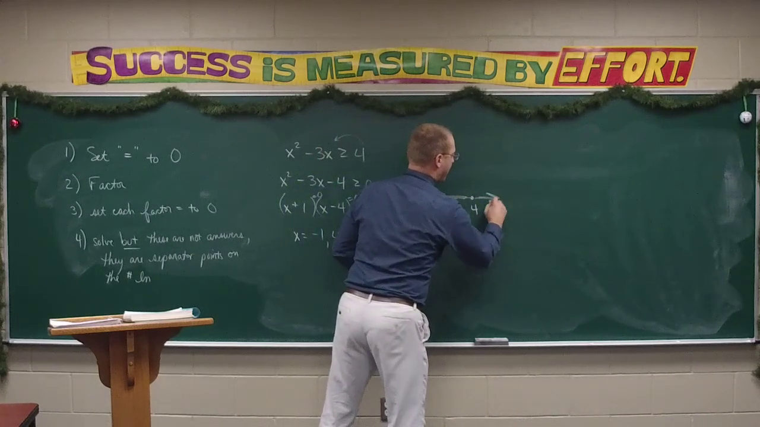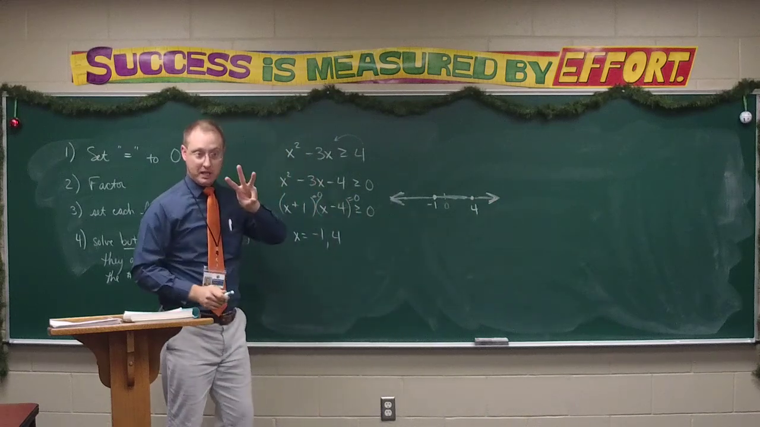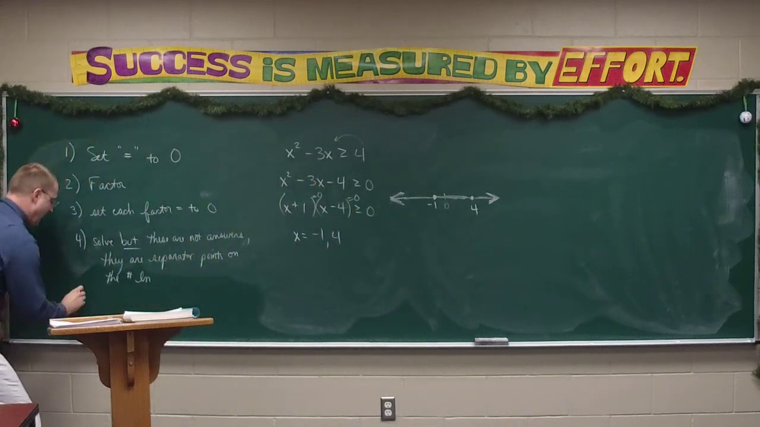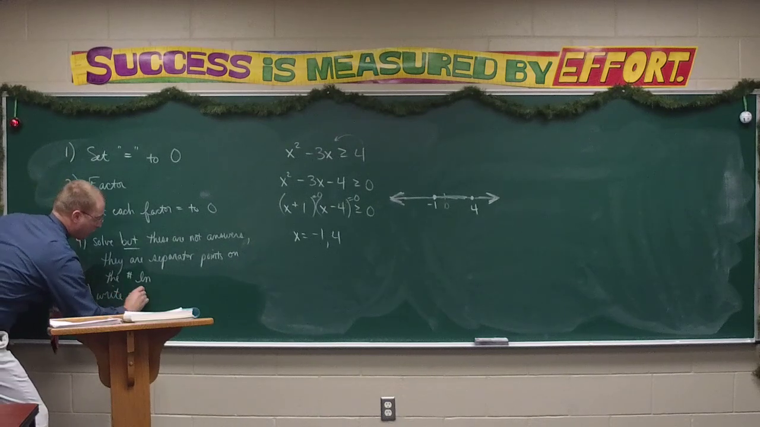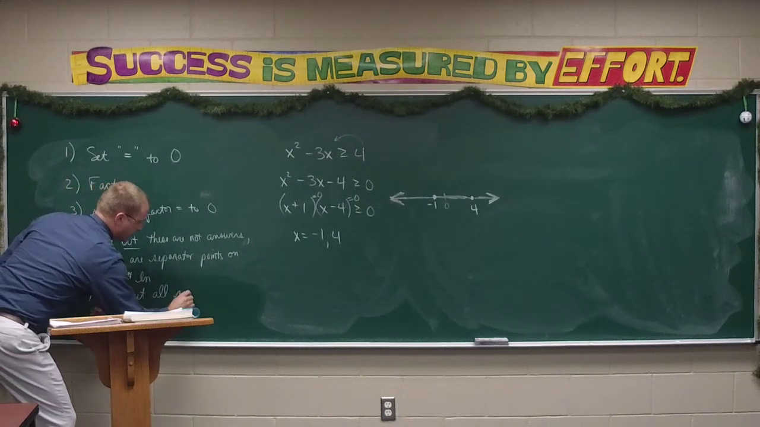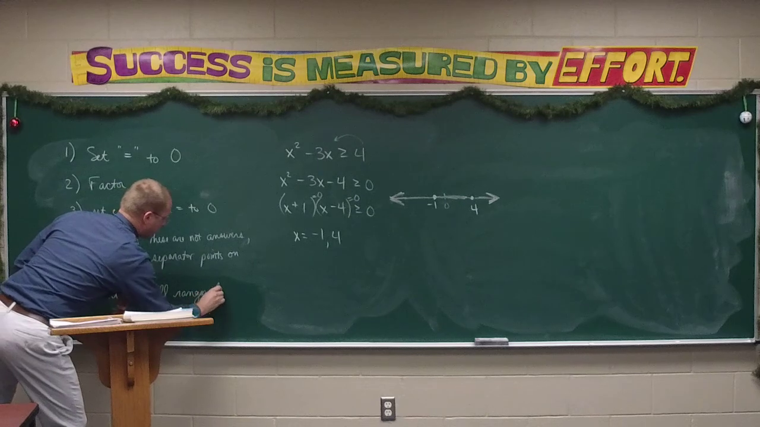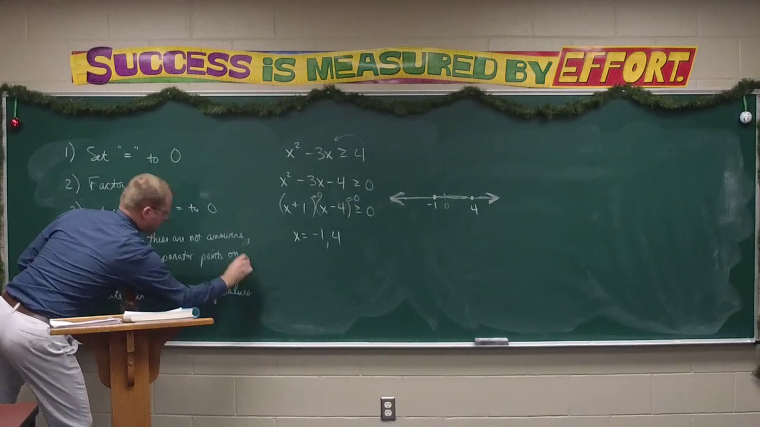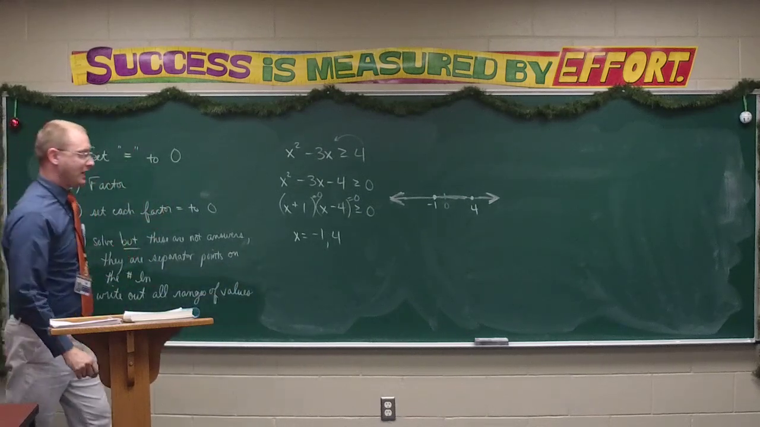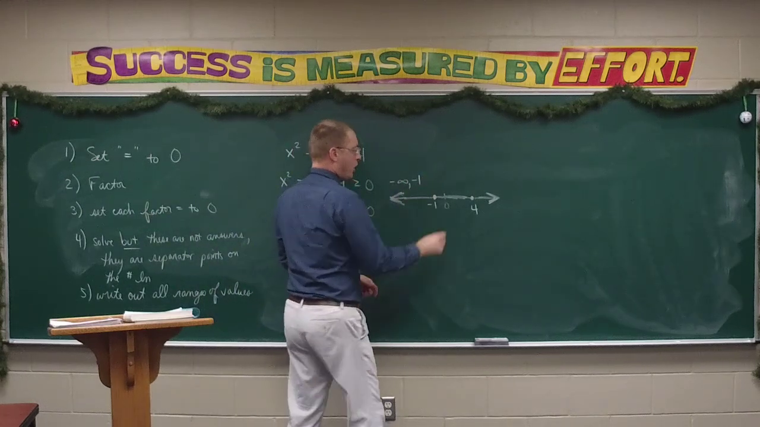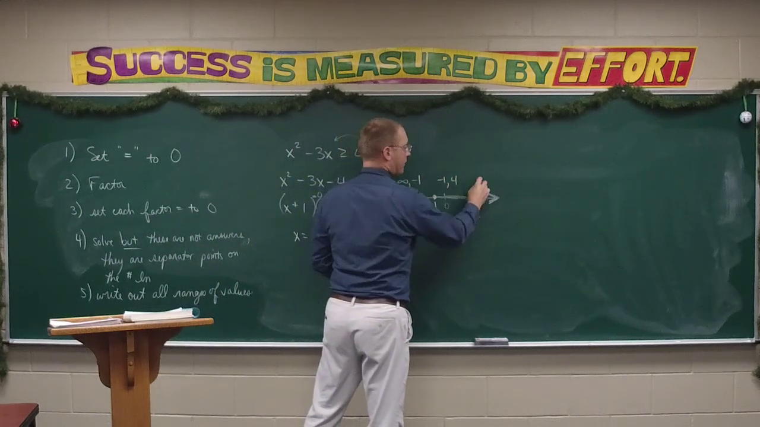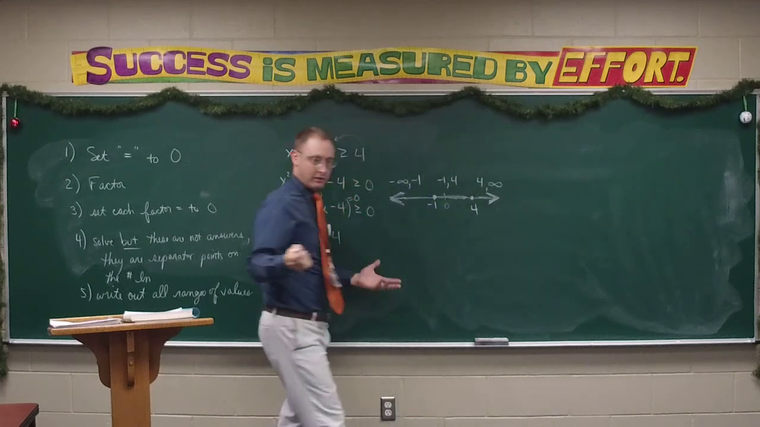And this is another possible piece of the number line. See, there are 3 pieces. Step number 5 is to write out all ranges of values, which there should be 3 of them in a quadratic. So we've got from -infinity up to -1. We have from -1 to 4, and we have 4 to infinity.